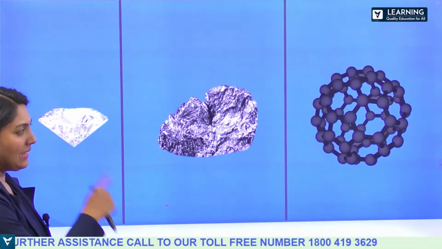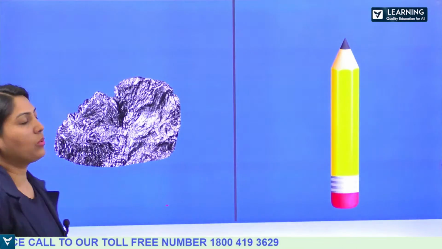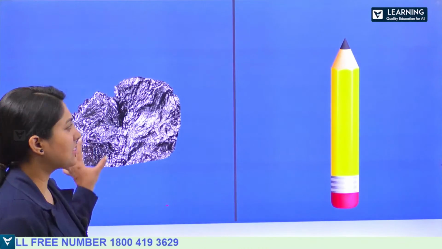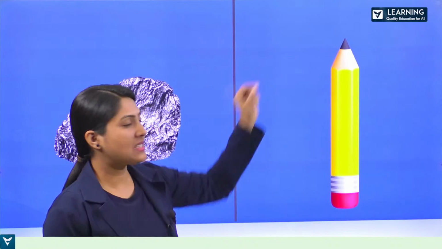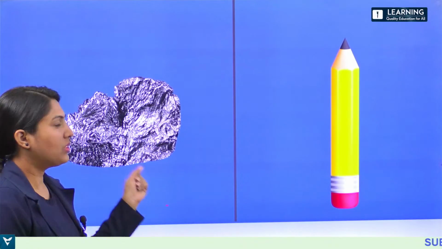Now, in these 3 allotropes, we'll study about the graphite. Where do you find this graphite, students? Do you remember the pencil? The pencil tip, we have the pencil lead. That lead is made up of this graphite.